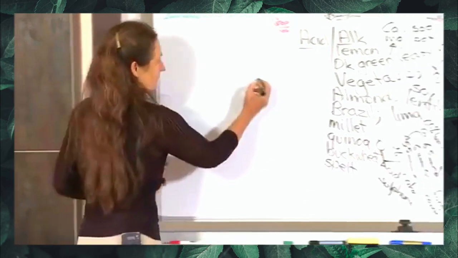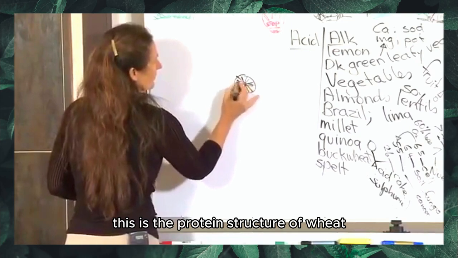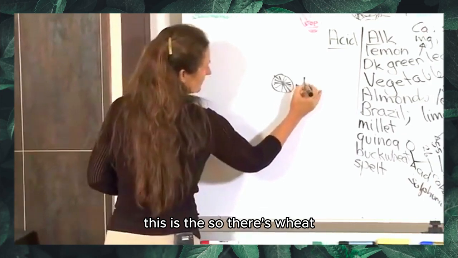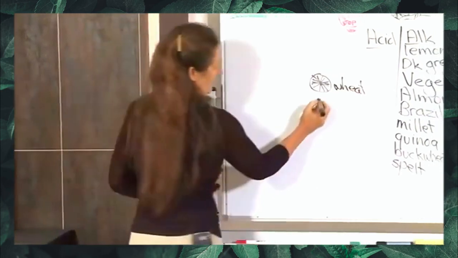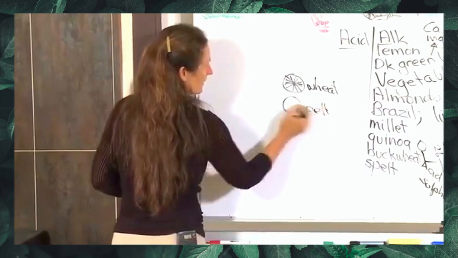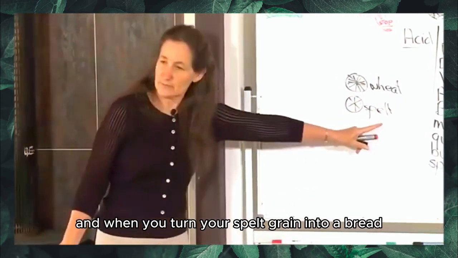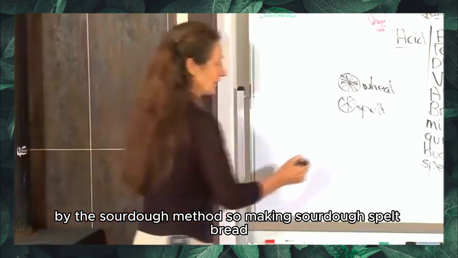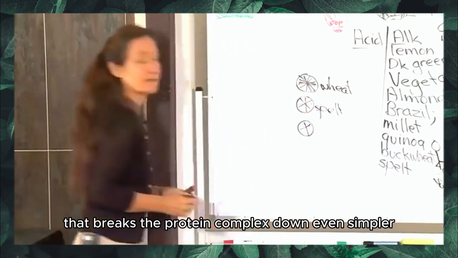Let me show you. This is the protein structure of wheat. Very complex protein structure. So there's wheat. You see the gluten part of the wheat is the protein part of the wheat. This is the gluten or the protein part of spelt. It is less complex. It's quite simple. And when you turn your spelt grain into a bread by the sourdough method, so making sourdough spelt bread, that breaks the protein complex down even simpler.